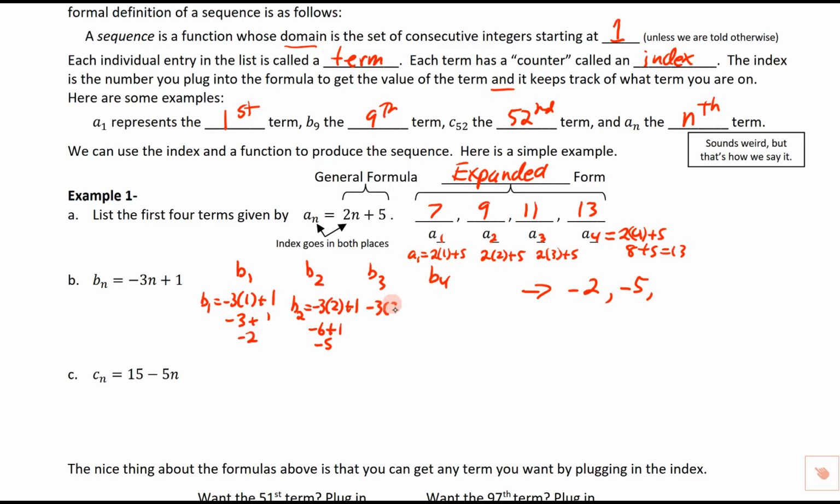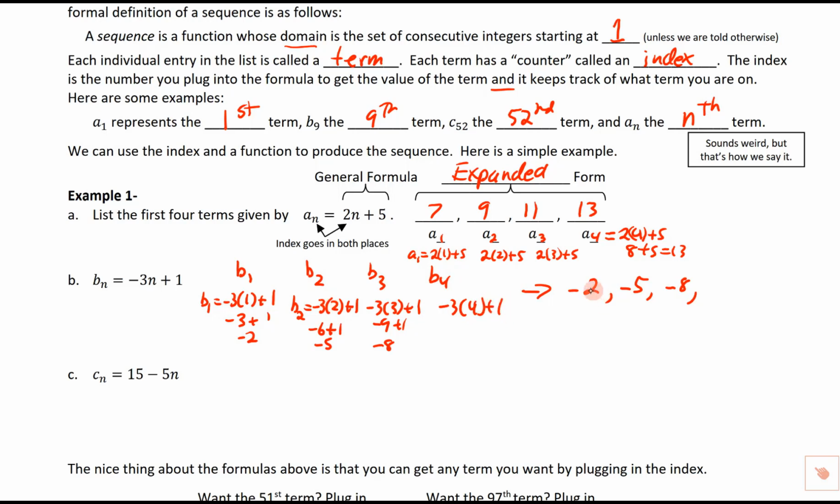So we get negative 3 times 3 plus 1. That's negative 9 plus 1, so that's going to be negative 8. So I'm going to put negative 8 right here. Put a comma, and now we've got the last one. So this is going to be negative 3 times 4. We just plug the index right there, just like we have every single time, and then we add 1.